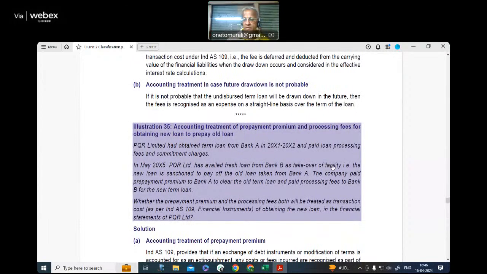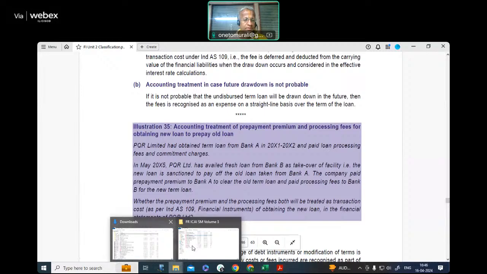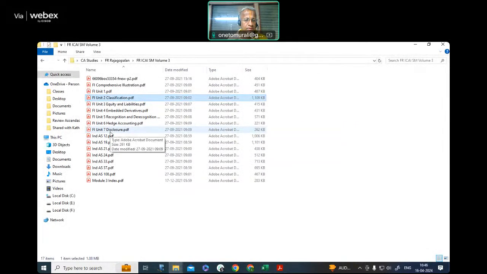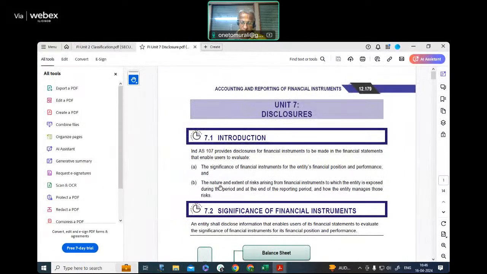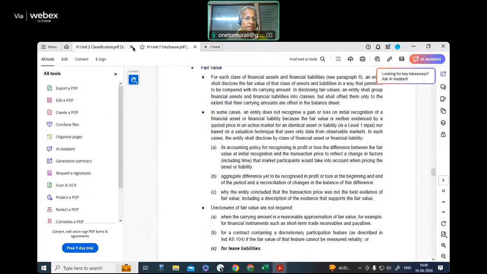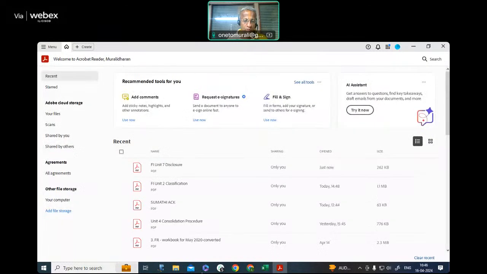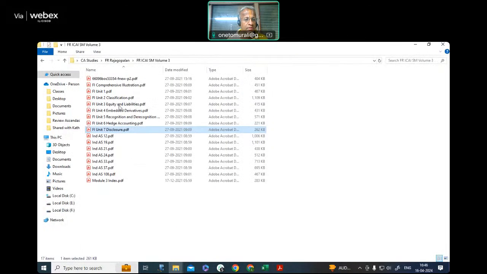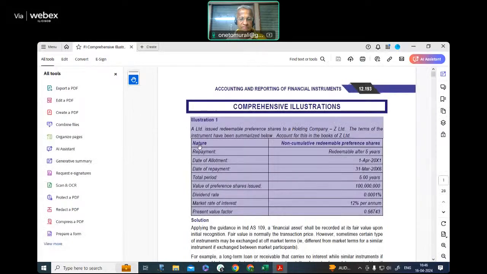Now, let me just take up book back questions right now. Book back questions is coming up in the comprehensive illustration that comes under Unit 7 end. Under what head is it coming? Comprehensive illustration, a separate section we have. Correct. We will take up that particular problem, illustration number 32, we will redo that.